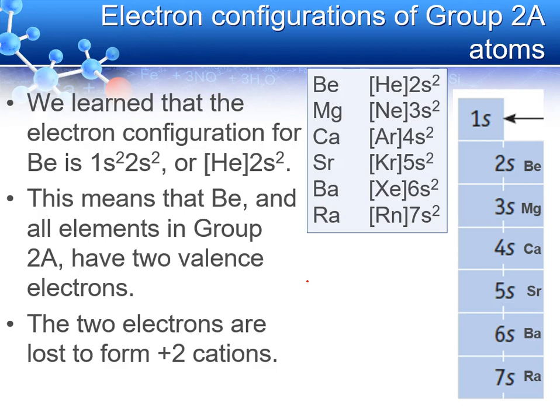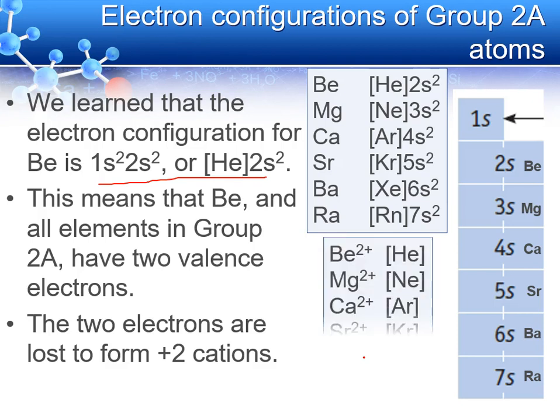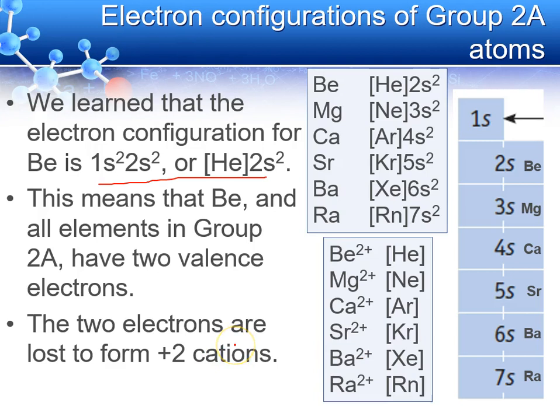Okay, so continuing on with group 2A, we did the same thing with beryllium, where we learned we could draw the electron configuration as helium 2s2. So we'll do the same thing here, except here we're losing 2 electrons. So again, beryllium, magnesium, calcium, strontium, barium, and radium will all lose those 2 s electrons, and now they have electron configurations that are the same as noble gases. So all of the metals in group 2A will lose 2 electrons to become plus 2 cations.